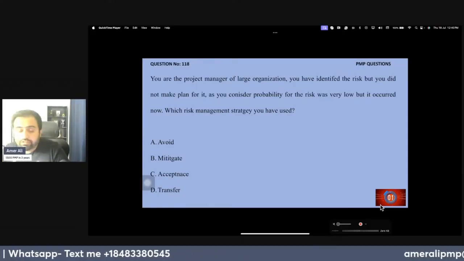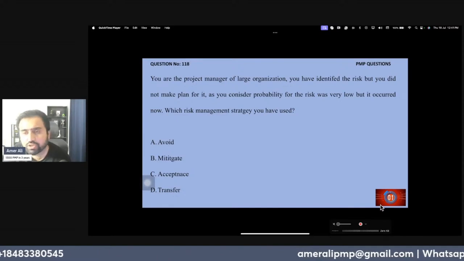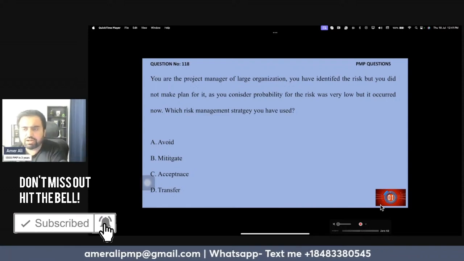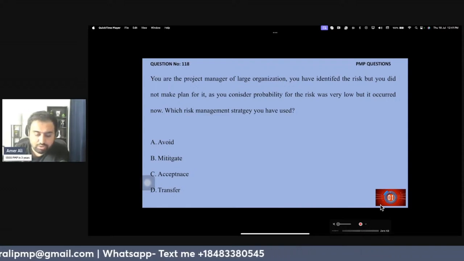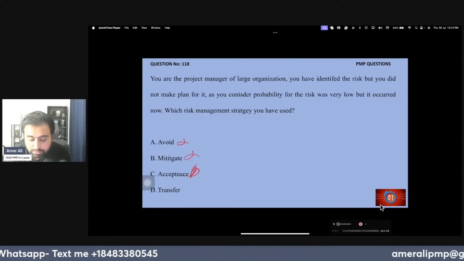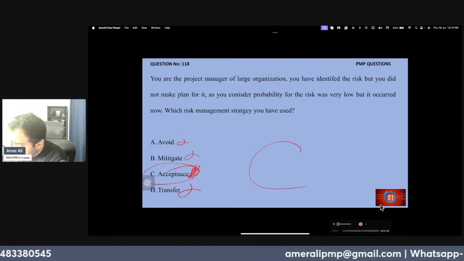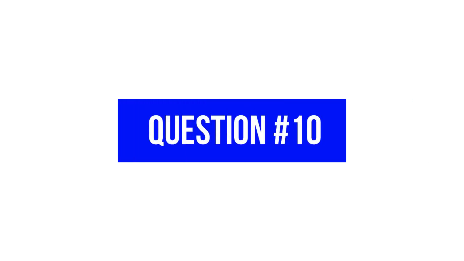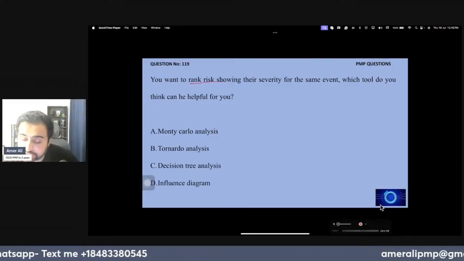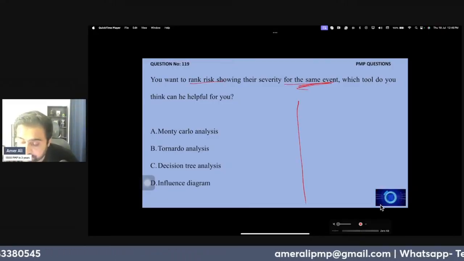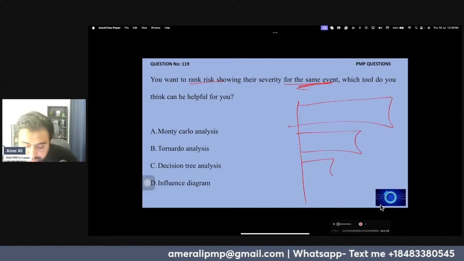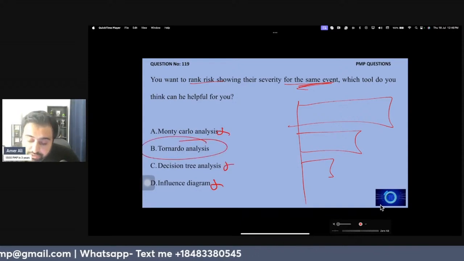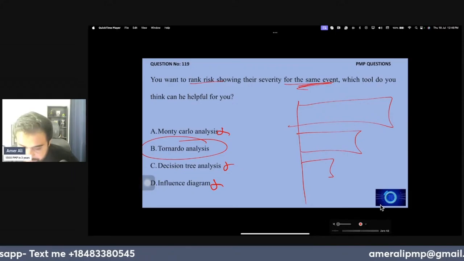So let's see what we have here. You are the project manager. You have identified the risk, but you did not make a plan. You considered it very low, but it occurred now. So no, no, no, oh, no, yes. Acceptance is there. We just accepted the risk, right? You want to rank risk showing the same event. Okay, same event. You want to rank the risk. This is not an influence diagram, not a probability distribution. This is tornado analysis, also known as severity analysis.